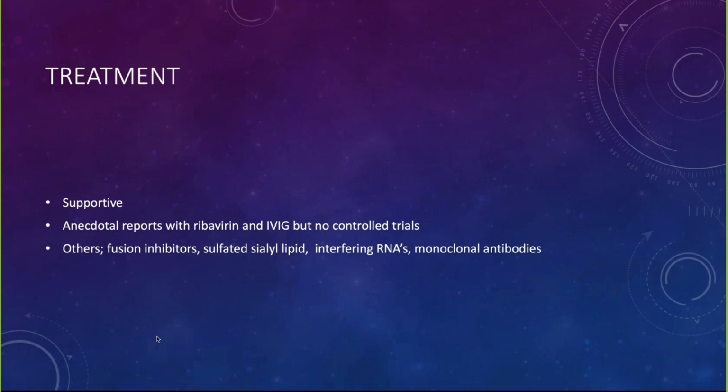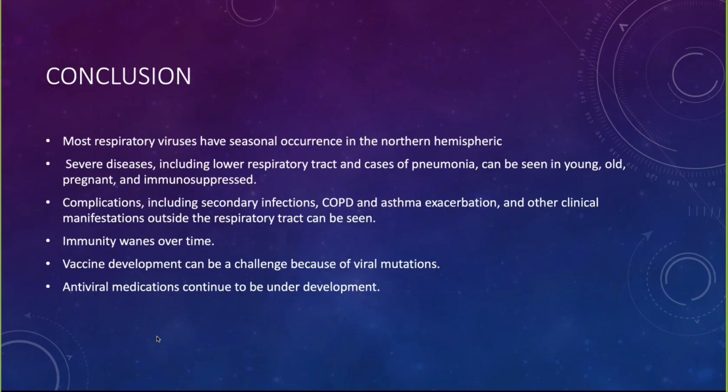There are some anecdotal trials with ribavirin, and because it could be so bad for transplant patients, we use it for transplant patients based on some in vitro and in vivo data. We also use IVIG for these immunocompromised patients. There are other medications under study, including fusion inhibitors. All of these are under extensive study.